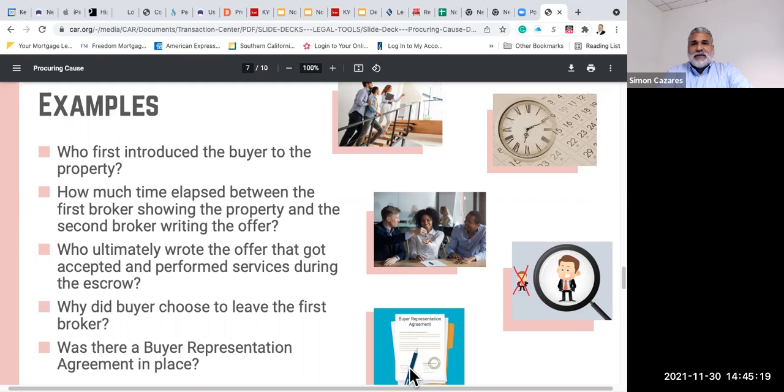Okay, so here's some of the examples of timelines that can alter our position. Who introduced the property to the buyer? Was it you or was it someone else? Because if you send your buyer to go see a property, but you're not physically there, how do you protect yourself? Because there are elements of things that must happen in order for the arbitrator to decide who is entitled to a commission. And then ultimately, how much of a time gap?